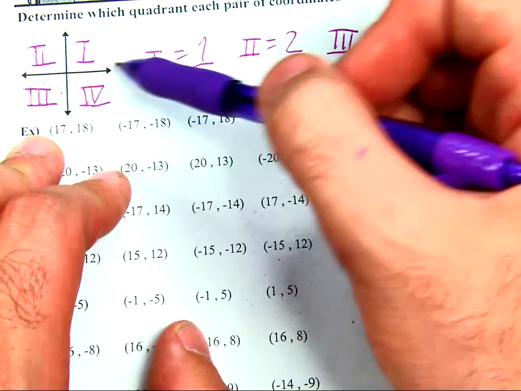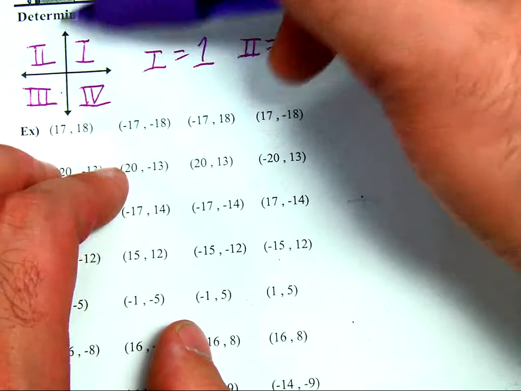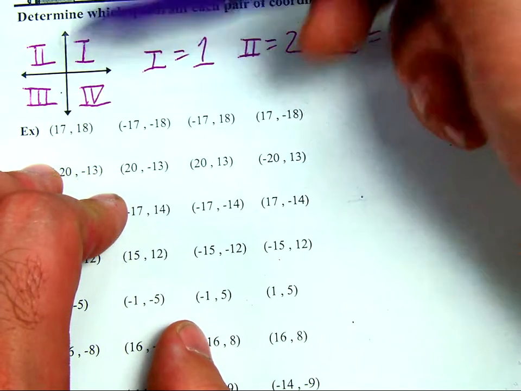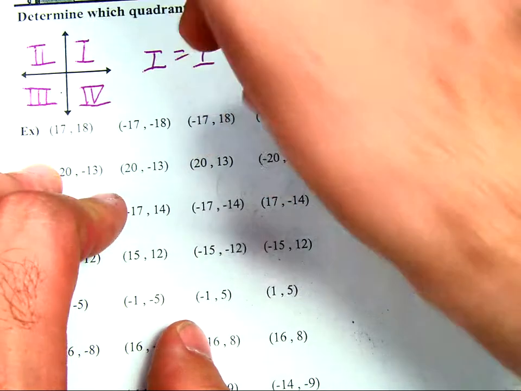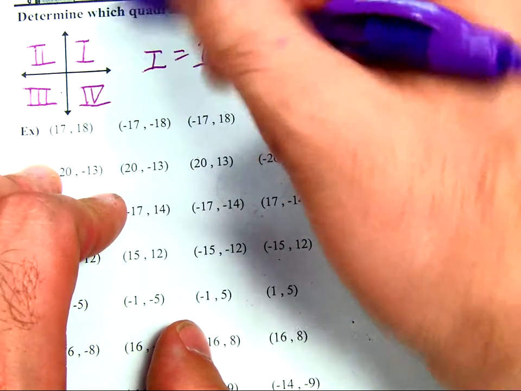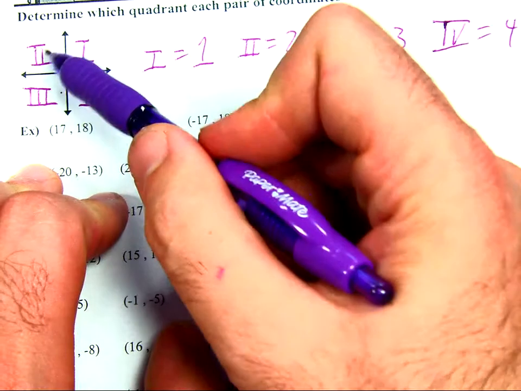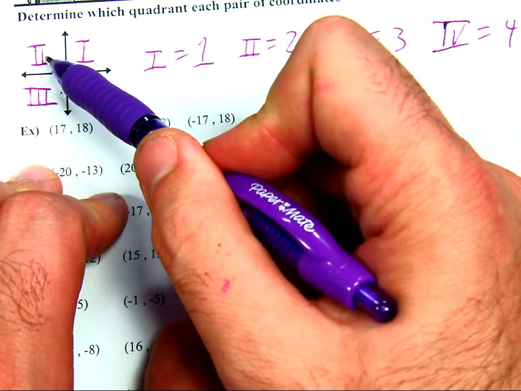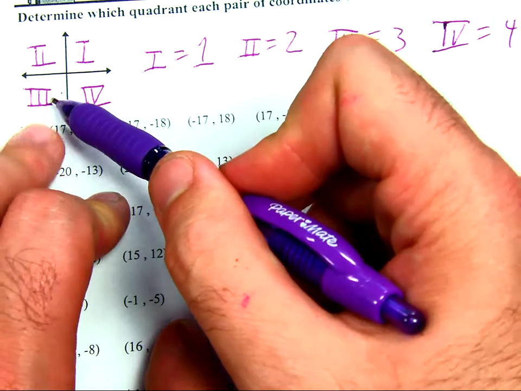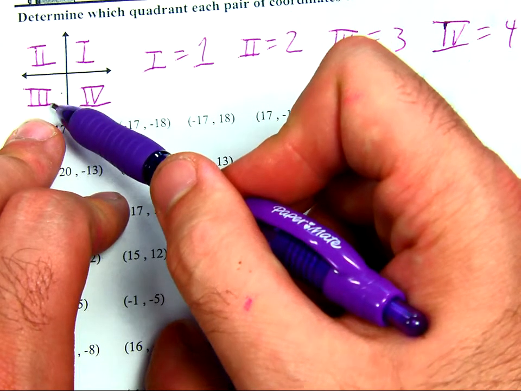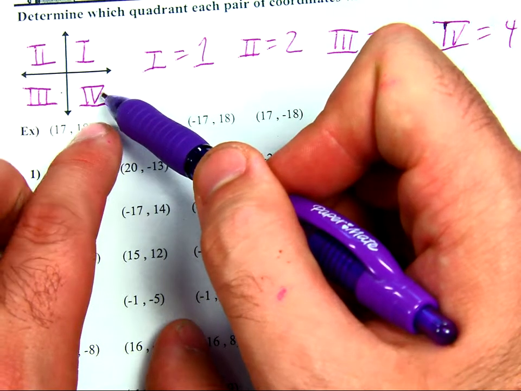The x-axis goes left to right. The y-axis goes up and down. By intersecting, they create four distinct sections. The one in the top right-hand corner is called quadrant number 1. The one in the top left is going to be quadrant number 2. Bottom left is going to be quadrant number 3. And bottom right is going to be quadrant number 4.